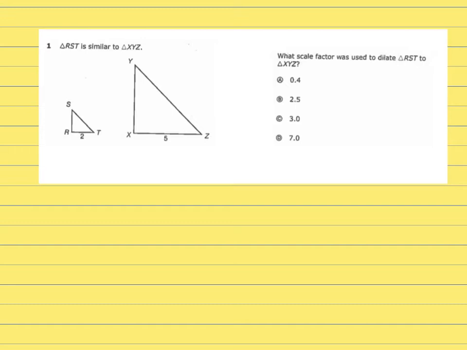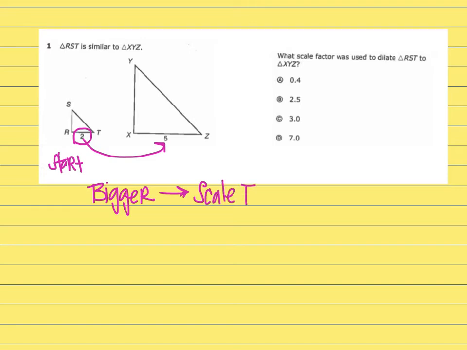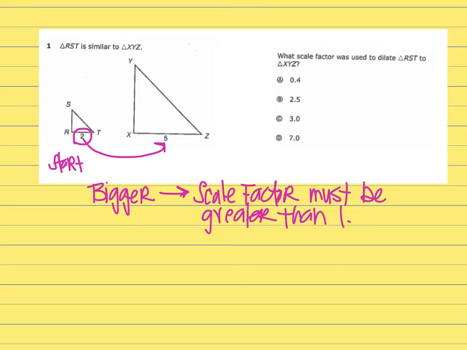So our original image is the small one. It started out as a 2. This is where it started. And it turned into a 5. So this one got bigger, or it enlarged. So that means for sure that the scale factor has to be greater than 1.